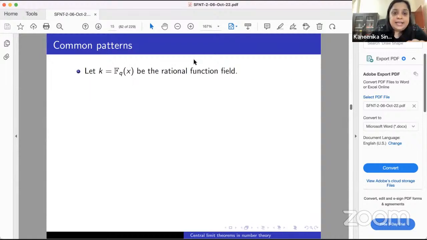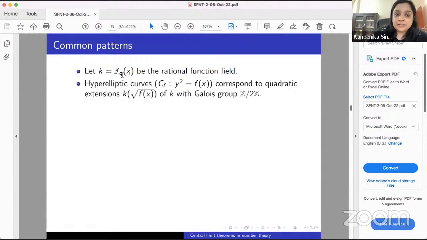So let us take f sub... So this is a little technical, but I do want to give you a brief overview of that general pattern. So let us take a rational function field. Let K be equal to F_q(x), the rational function field over F_q. You can interpret various types of families of curves in terms of field extensions of this rational function field.